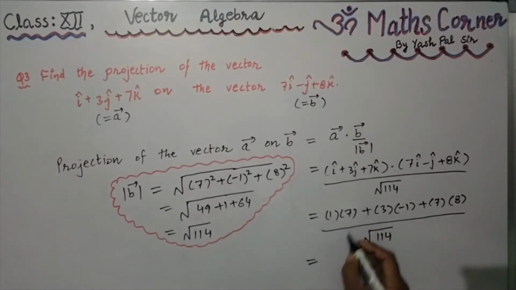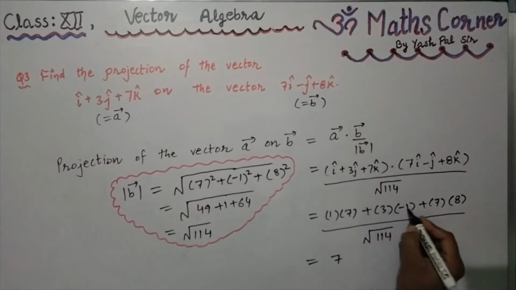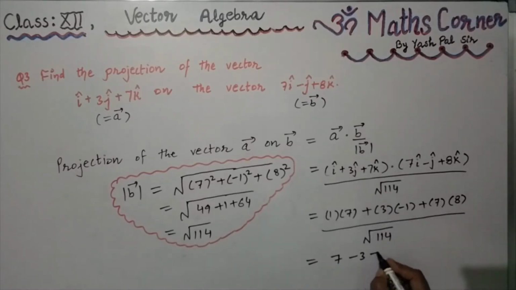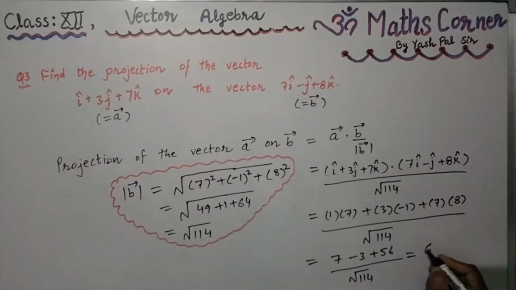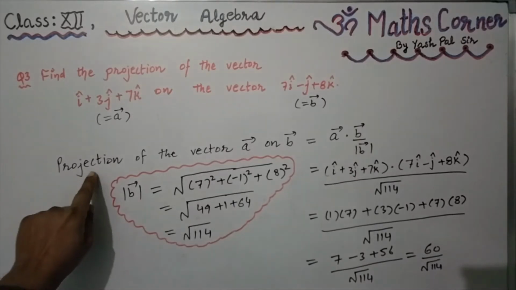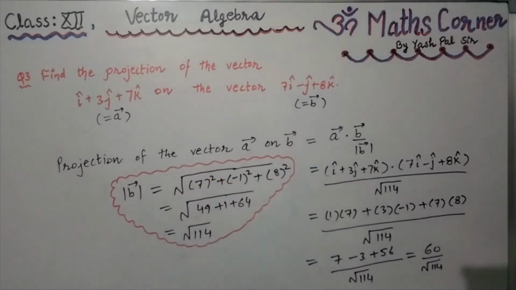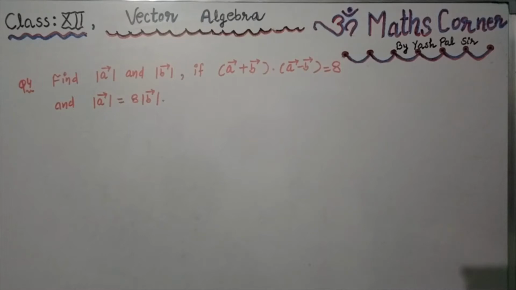So again this is equal to (1 into 7, 3 into minus 1, 7 into 8) whole divided by square root of 114, which is again equal to 60 divided by square root of 114. So this is the projection of the vector A on vector B.